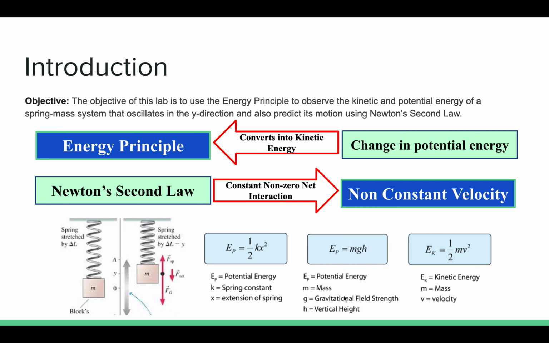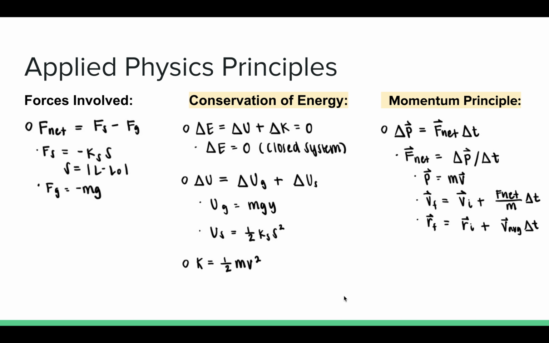After completing this lab, the results showed that the computational model is able to successfully predict and model the motion and position of a spring mass system. It also successfully graphs the energy stored in the system and shows that it can change as the object oscillates through different y positions. So here are some of the physical principles used within this lab.